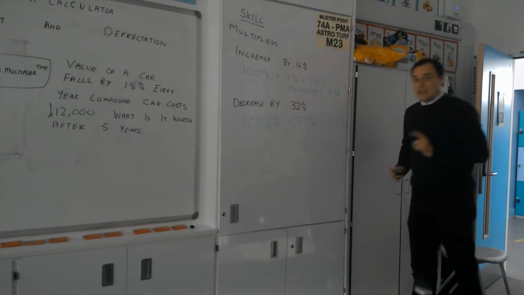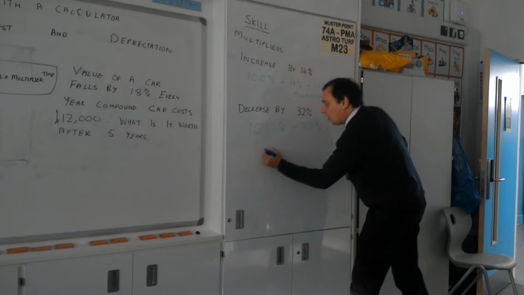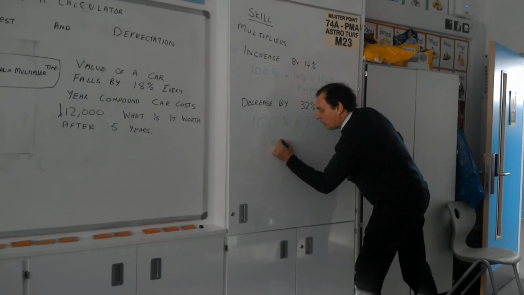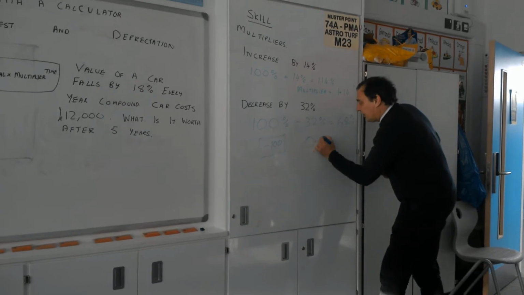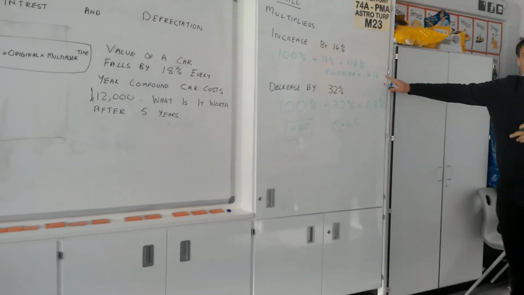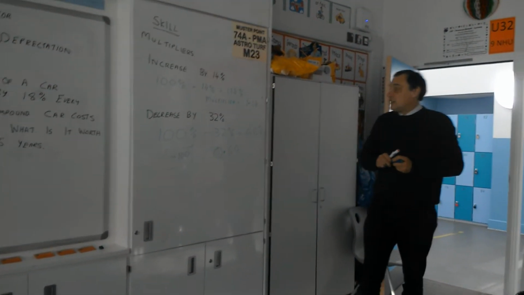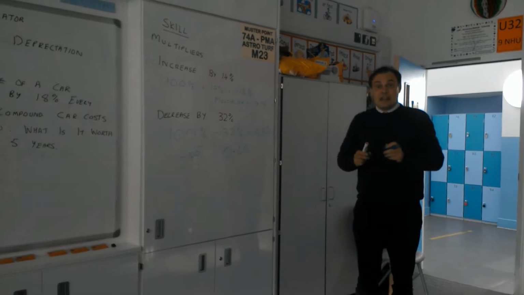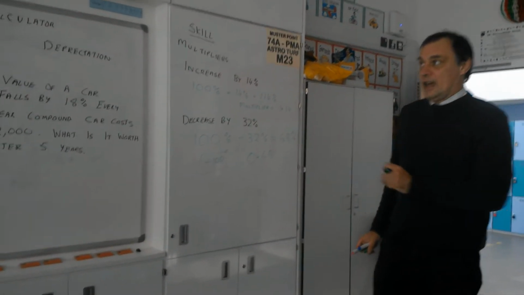So in this case, our multiplier, we've got to divide by 100 to get the multiplier. So let's put a little note here, divide by 100, that's our multiplier, and that gives us 0.68. So if we're increasing, our multiplier is normally going to be a number that's 1 or larger, and if we're decreasing, our number is going to be less than 1. Okay.